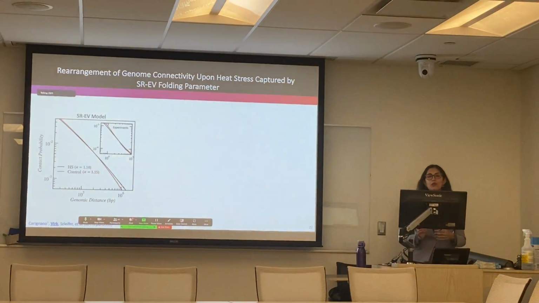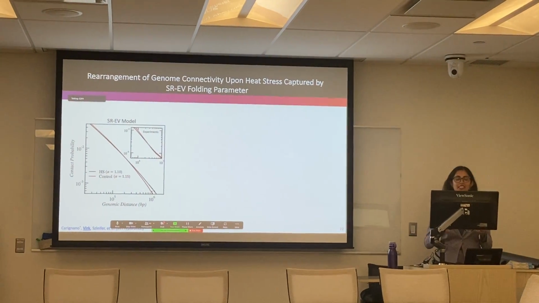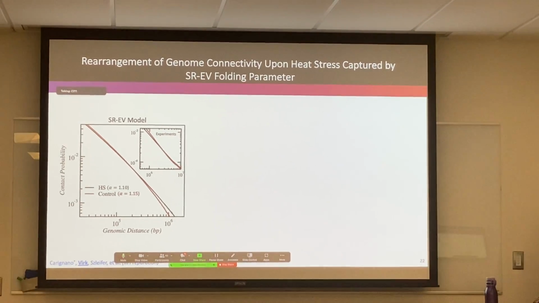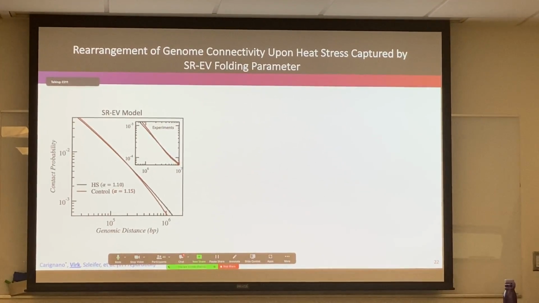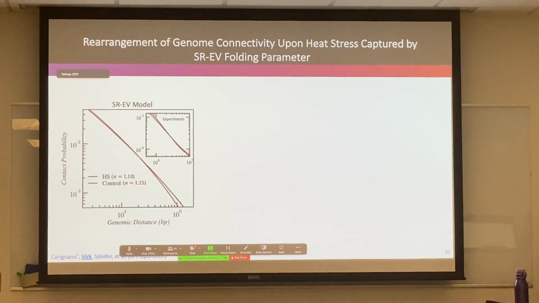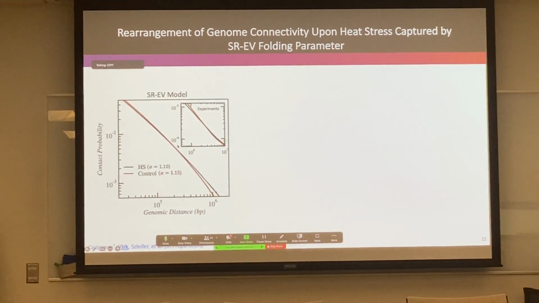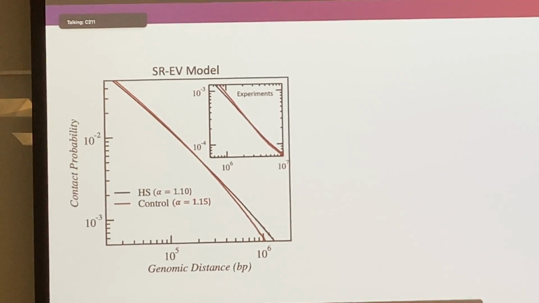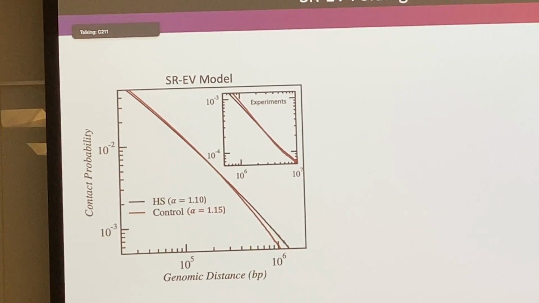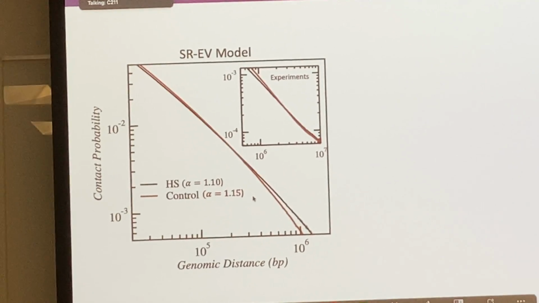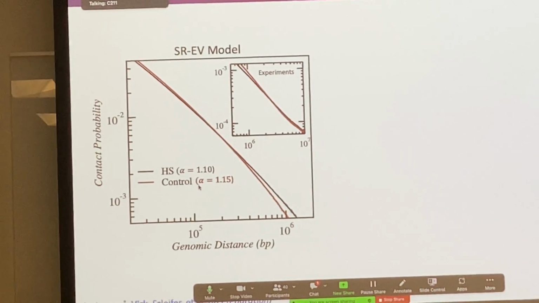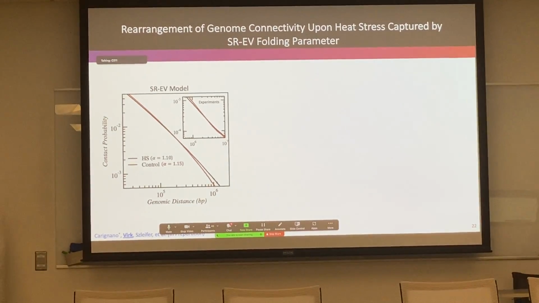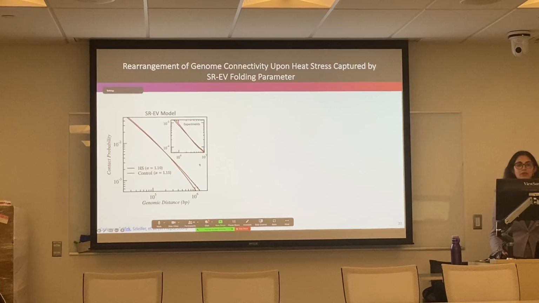So now that we've determined that packing scaling changes are caused by heat shock, we next wanted to assess how the overall genome connectivity, specifically the statistical genome connectivity, changes upon heat stress. So we performed high throughput chromosome conformation capture experiments, which demonstrate that at low length scales, the overall contacts between different chromatin regions actually decrease, whereas at longer length scales, the chromatin contacts increase. And by changing, again, just one folding parameter, we were able to recapitulate this statistical rearrangement of genome connectivity using the self-returning excluded volume model.